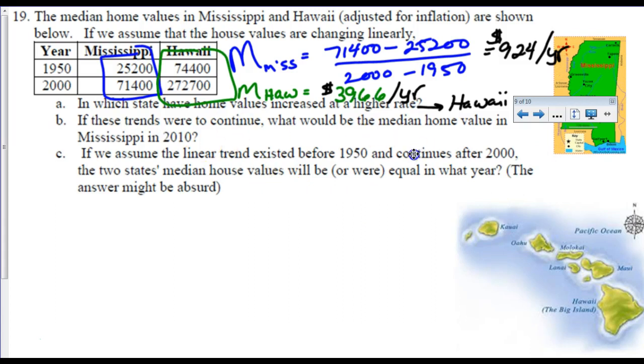If this trend continues, what would be the median home value in 2010 for Mississippi? So 2010 would be, if you start here, 10 years later. So what I'm going to do is take Mississippi's 2010 price, and increase $924 per year for 10 years. So I kind of did a modified version of slope-intercept form. And when I calculate that, I get 80,640.